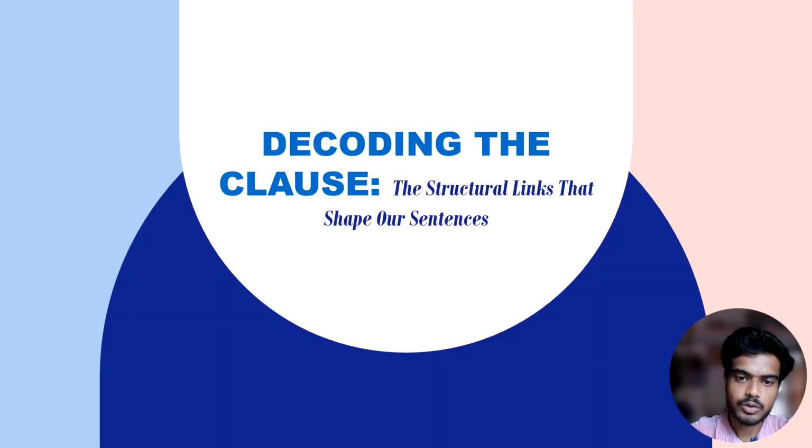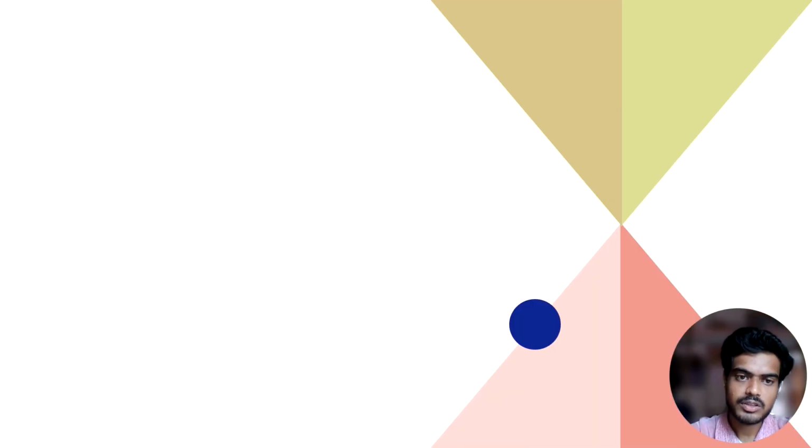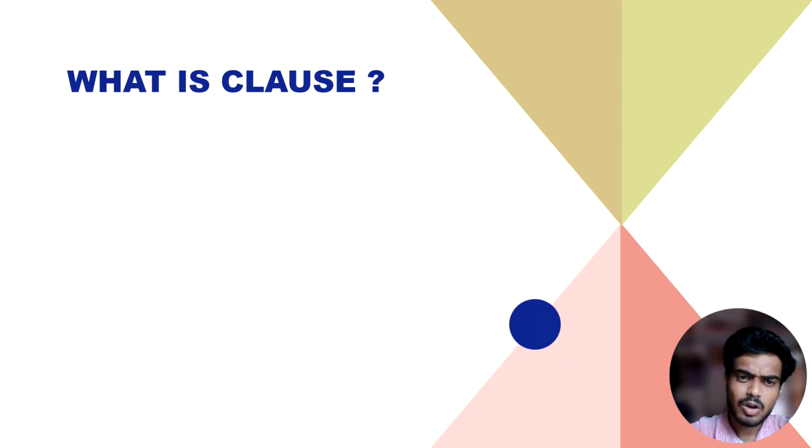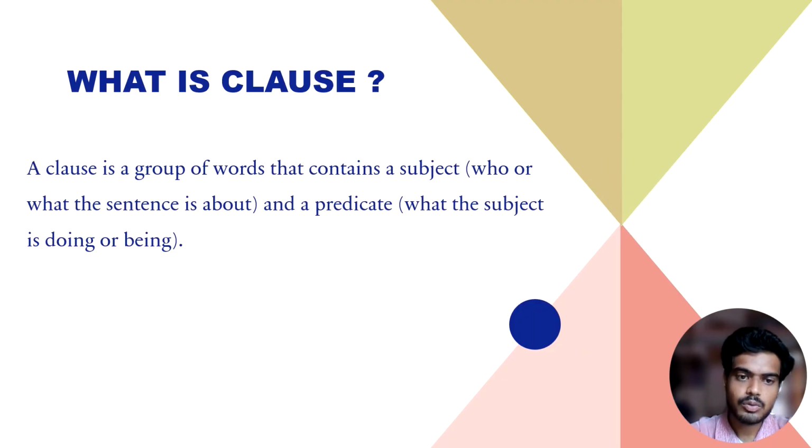Today we will decode clause. It is the basic structure of a sentence. First we must know what is a clause. A clause is a group of words that contain a subject and a predicate. What is a subject? Subject is who or what the sentence is about, and predicate is what the subject is doing or being. We must remember that a clause contains at least a subject and a verb.